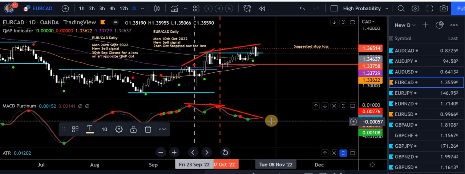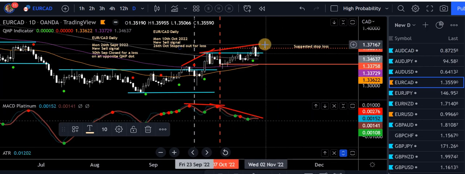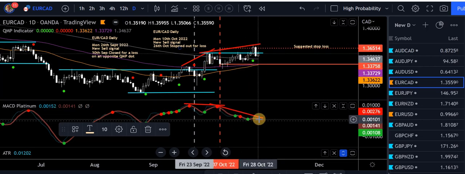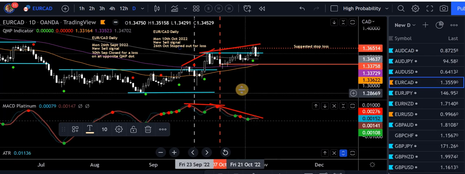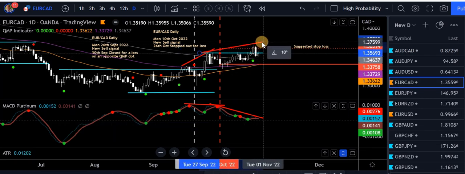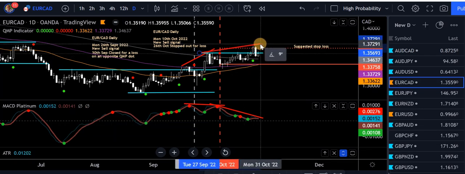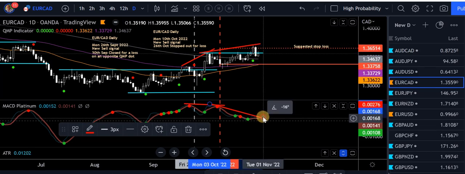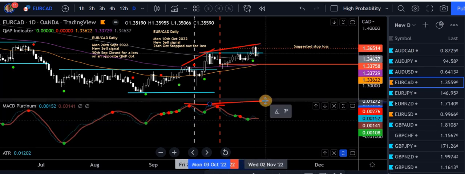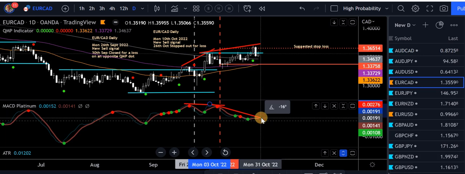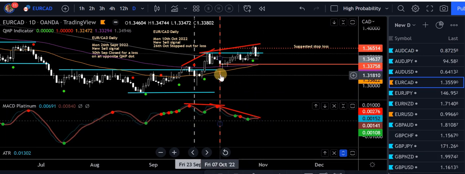So in the meantime, see price has gone higher. MACD platinum, which is an oscillator, has gone lower. So there is divergence. So I'm drawing these lines in, and I just adjust these lines every day. If the price goes up and it's no longer valid, just delete them. But it's just a bit of preparation, that's all it is. So we're stopped out on there.